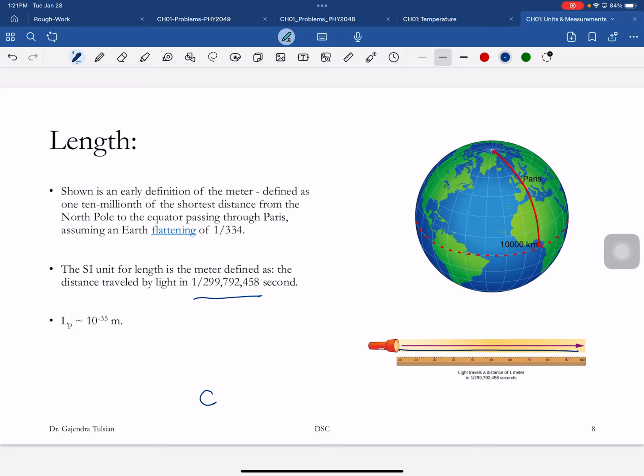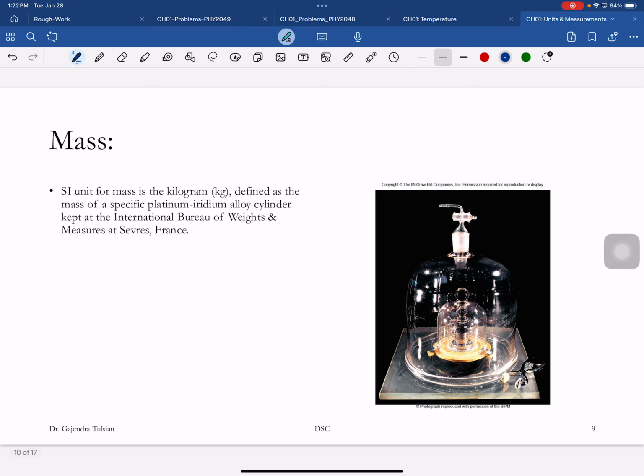And now here's a definition that won't change anytime. So you can leave notes like this, and people reading the notes 10,000 years from now will understand it. Your friend in neighboring galaxies will understand this. Okay? So here are universal definitions.